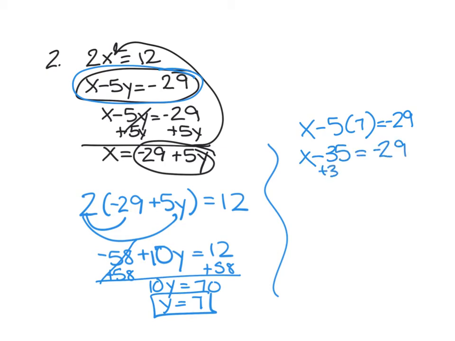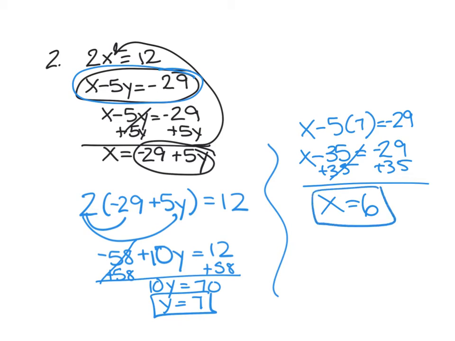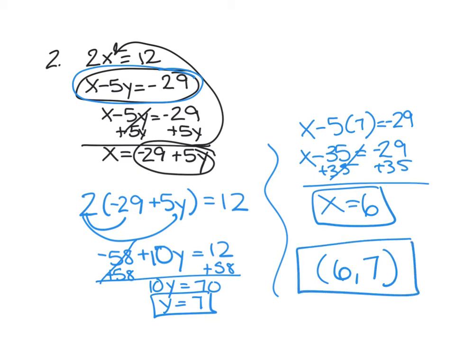So let's add the 35, and x is going to be equal to 6. So we have our solution now. We have x is 6 and y is 7. And if I went back up and plugged it into those two equations, this point (6, 7) is a solution to both of those equations.